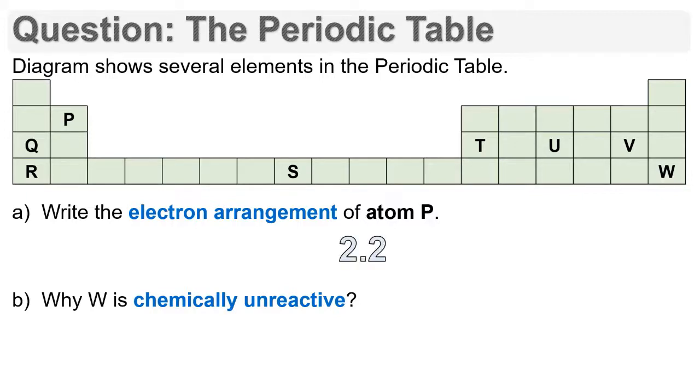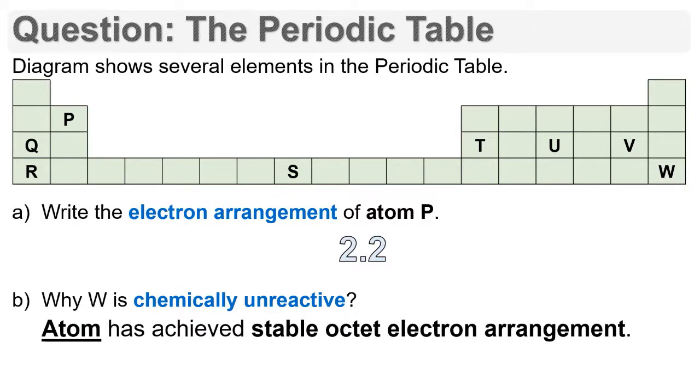B. Why is W chemically unreactive? W is placed in group 18. W is a noble gas which is inert. Atom W has valence or outermost shell that is fully filled with electrons. Atom W has achieved stable octet electron arrangement. The key words are atom and stable octet electron arrangement.